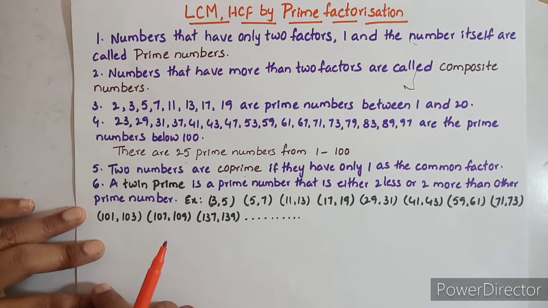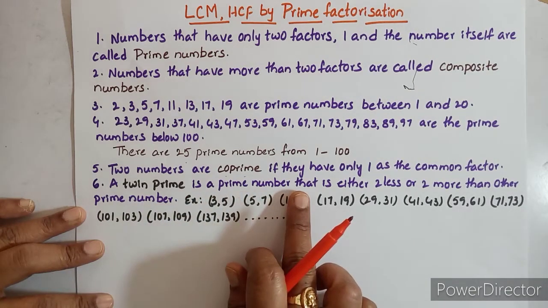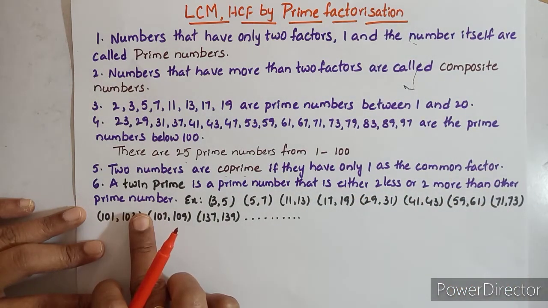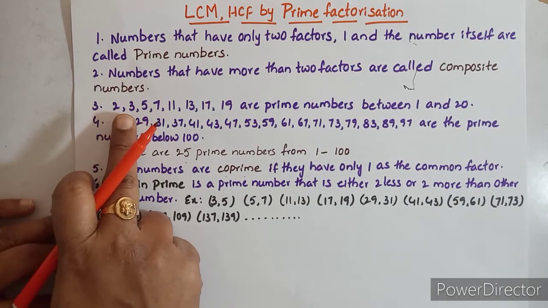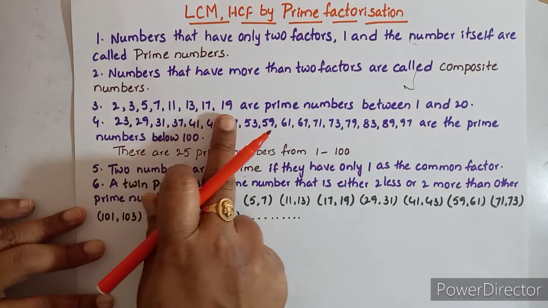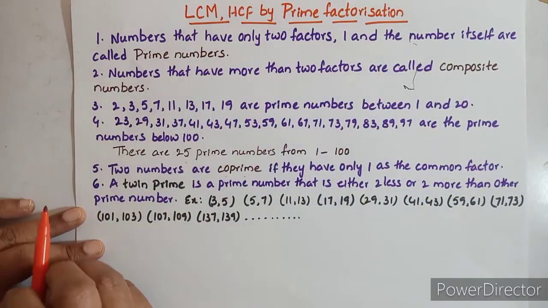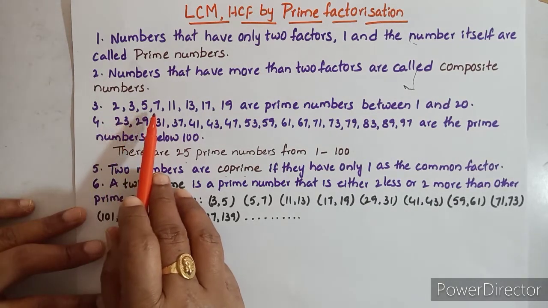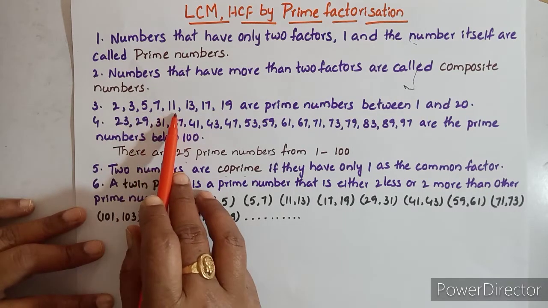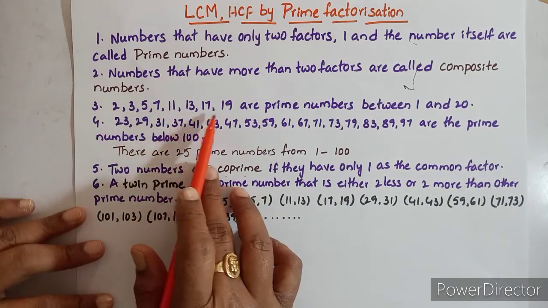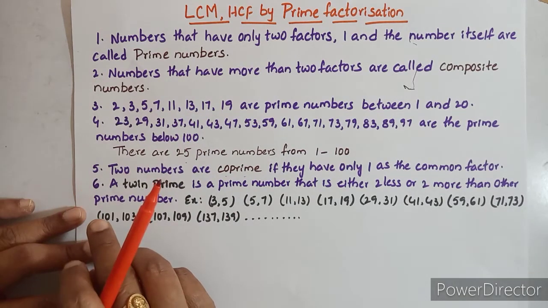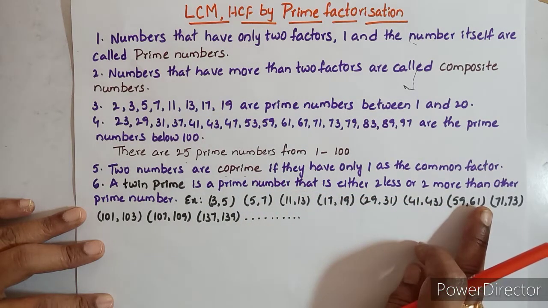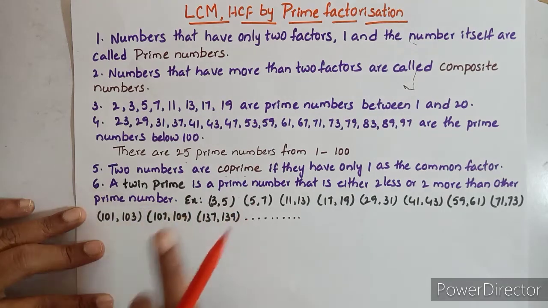And what are twin prime numbers? A twin prime is a prime number that is either 2 less or 2 more than another prime number. For example, in the list of prime numbers 2, 3, 5, 7, 11, 13, 17 and 19 and so on, if you keenly observe, the difference between 3 and 5 is 2, the difference between 5 and 7 is also 2, and 11 and 13, and 17 and 19 also differ by 2. So the prime numbers whose difference is 2 are called twin prime numbers.